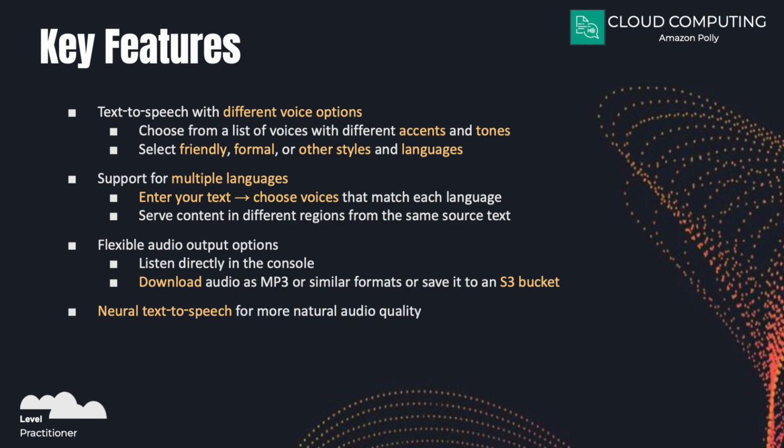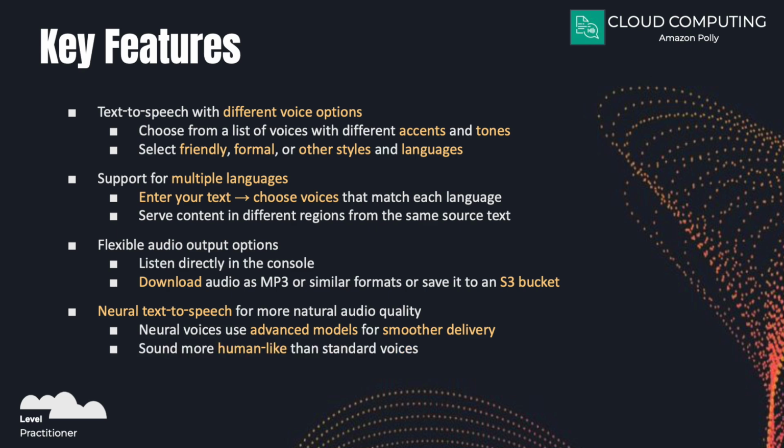Fourth, neural text-to-speech for more natural audio. In the console, you'll usually see an option to use neural text-to-speech. Neural voices use more advanced models to make the speech sound smoother and more human-like compared to standard voices. Whenever it's available for your chosen language and voice, it's a great default choice if you want your audio to sound as natural as possible.